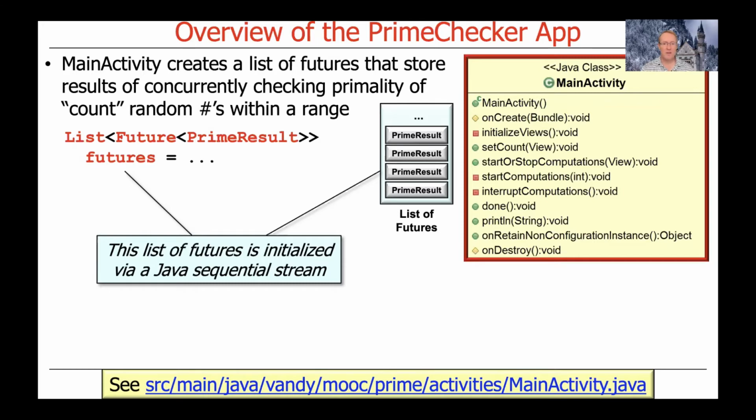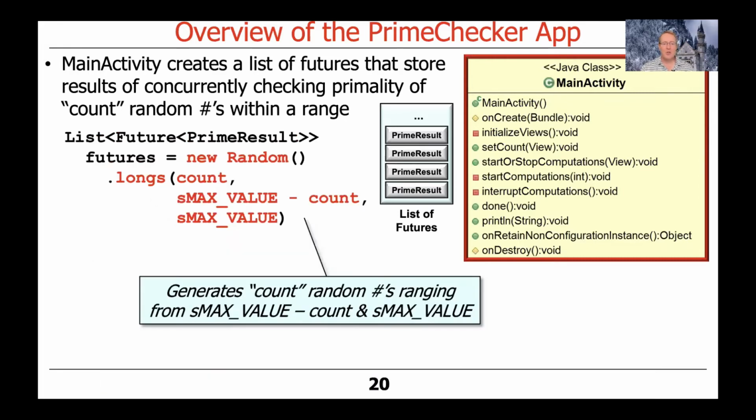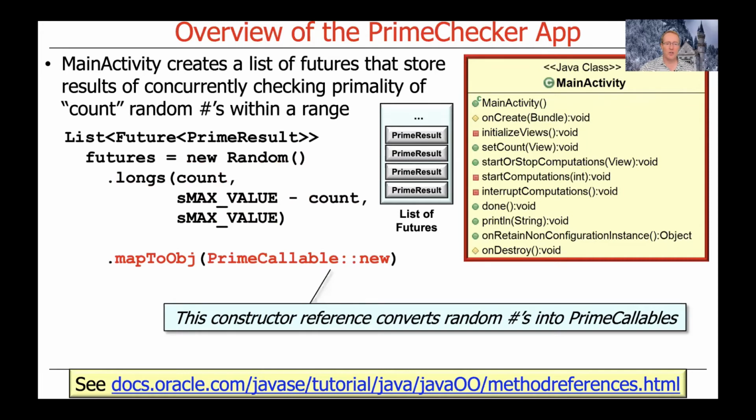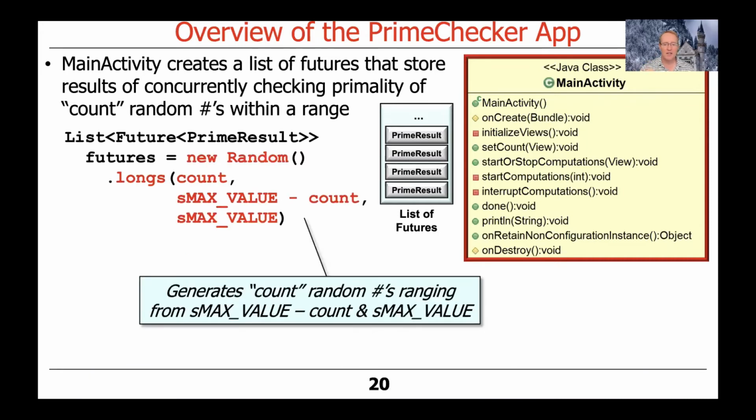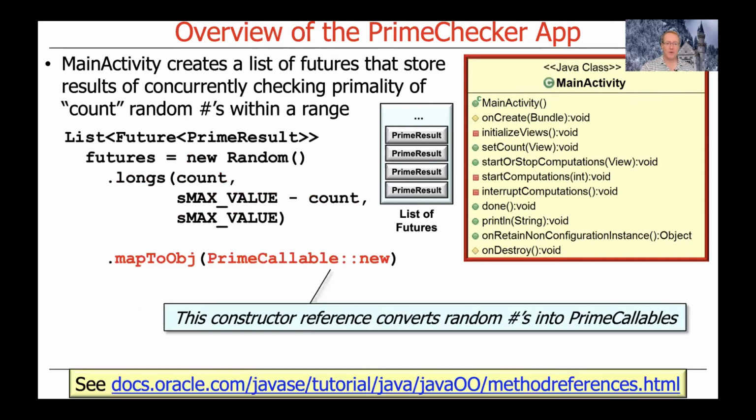So this list of futures is initialized using a Java sequential stream, just for kicks, just to make it fun. So here's what this looks like. We use the random number class to generate a stream of long values, up to count in size, or count random numbers. And we make them be within the range of S max value minus count to S max value. And by doing that, we ensure that there'll be duplicates in that range.